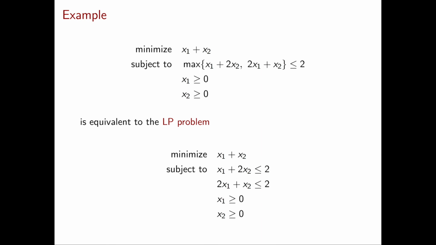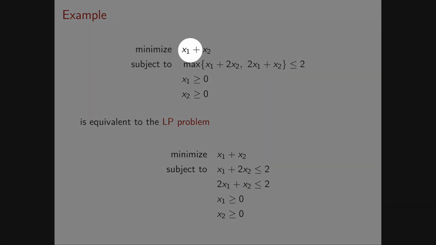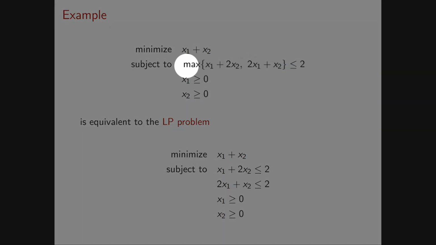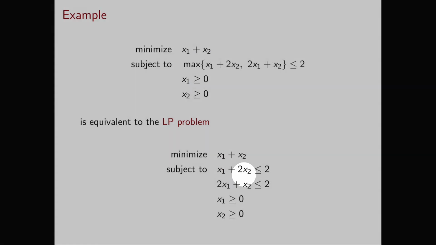Let's see an example. Here we're minimizing a linear function subject to non-negativity constraints on the variables, and then we have this piecewise linear convex constraint. This is not a linear programming problem, but we can transform it into a linear programming problem. So everything we have to do is replace this inequality with two inequalities, x1 plus 2x2 less than or equal to 2, and 2x1 plus x2 less than or equal to 2, which is exactly what we've done here.